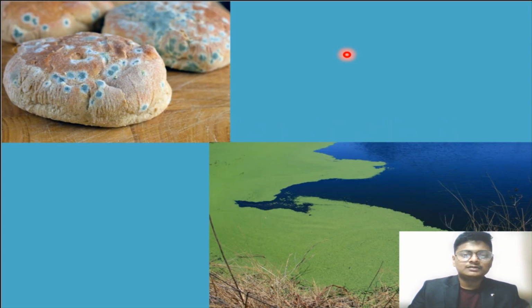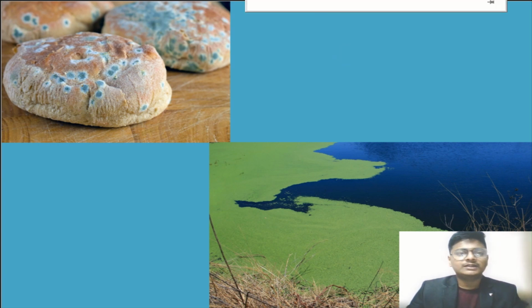First I will show you some pictures. You have to identify them. Identify the first picture. In this we can see grayish white mold patches on the bread. We can see this during winter or the rainy season if the bread is kept open for a long time, and these patches are seen over it.